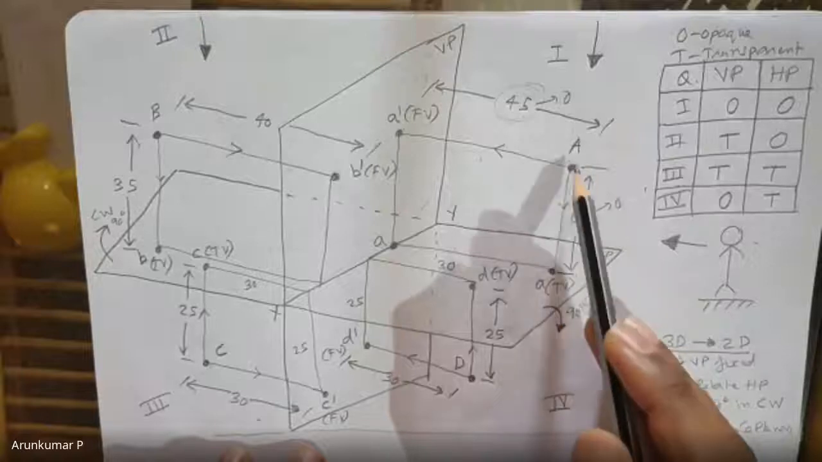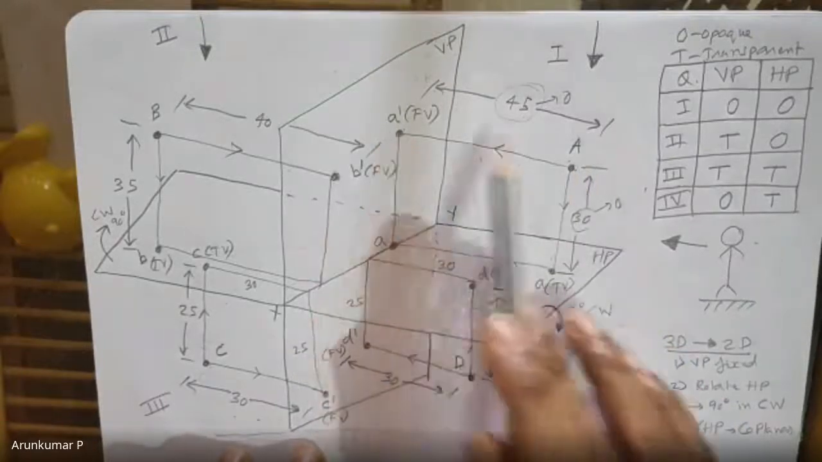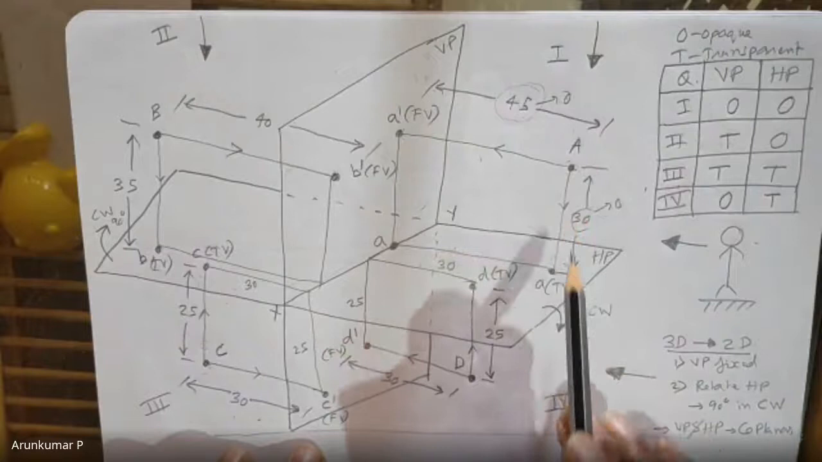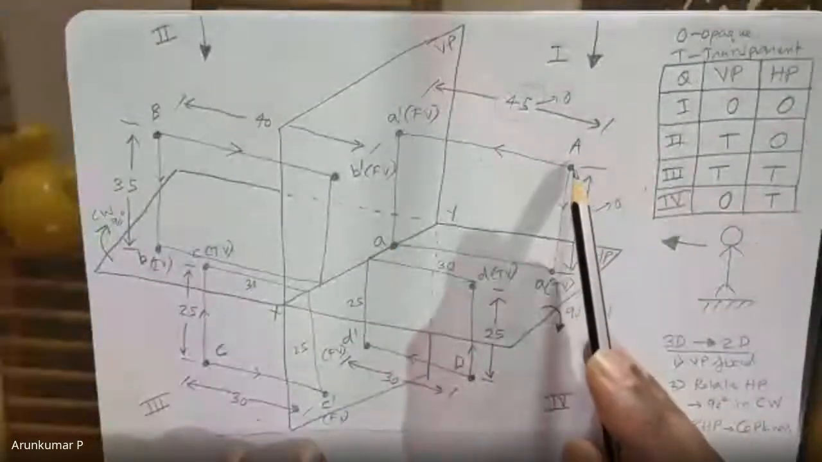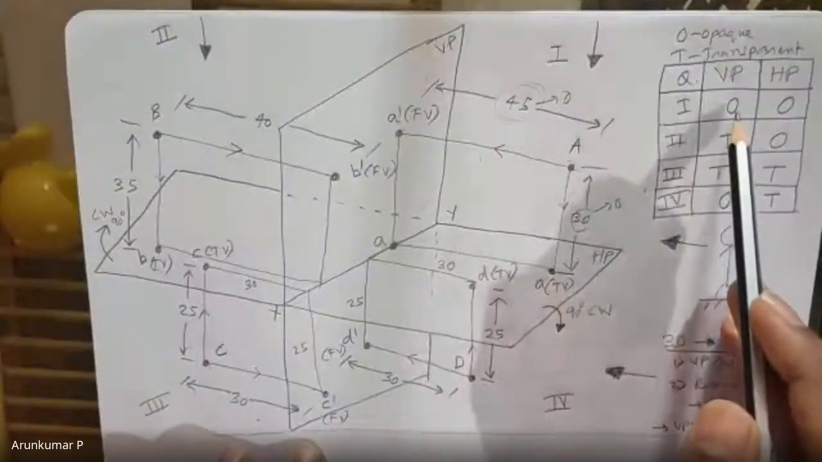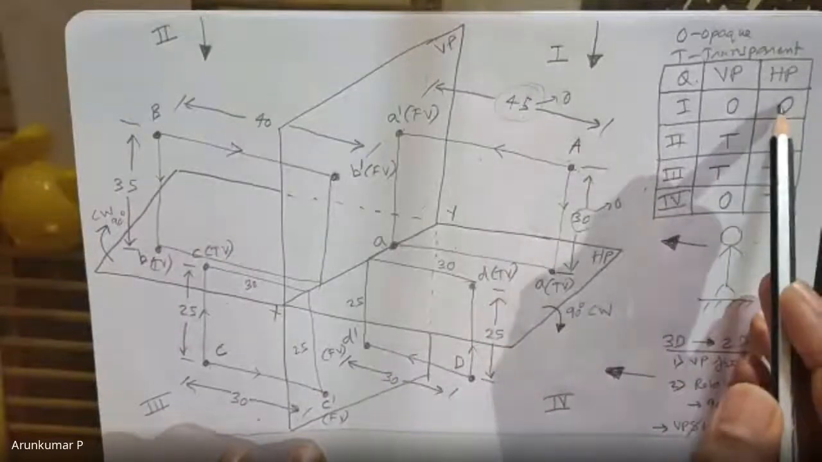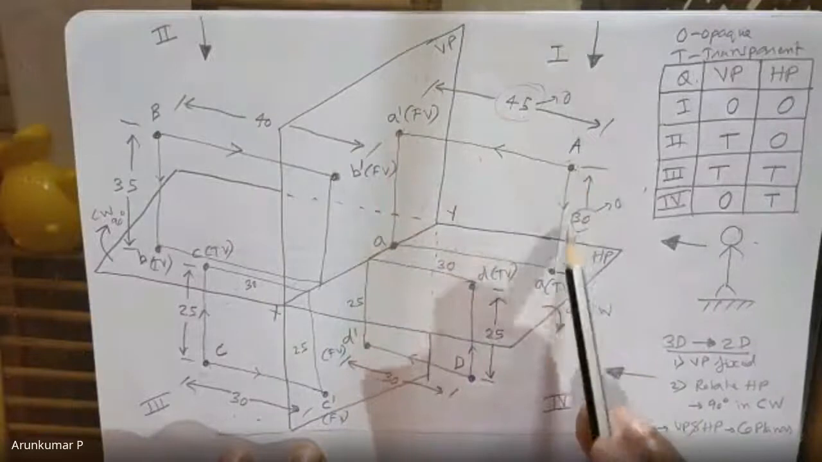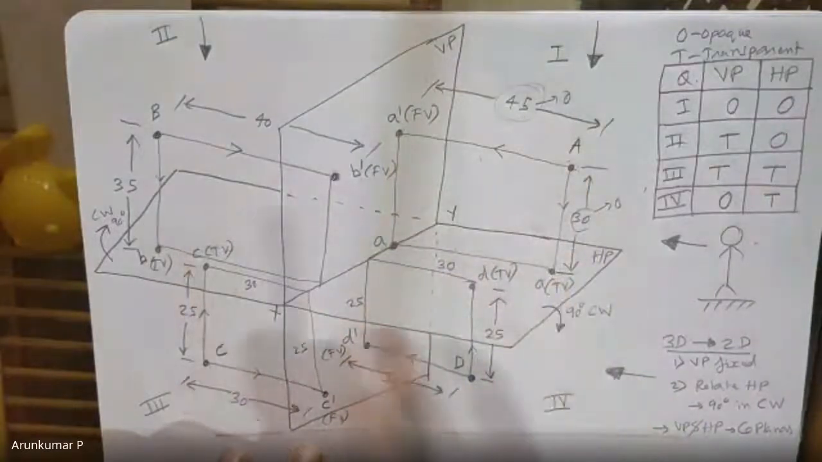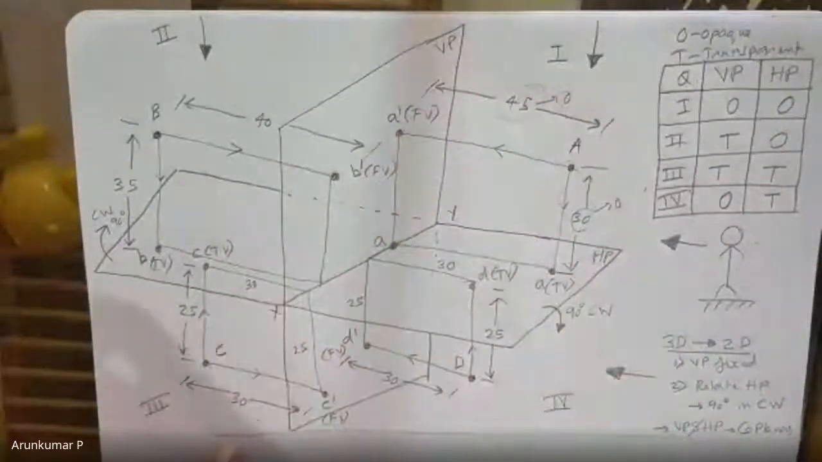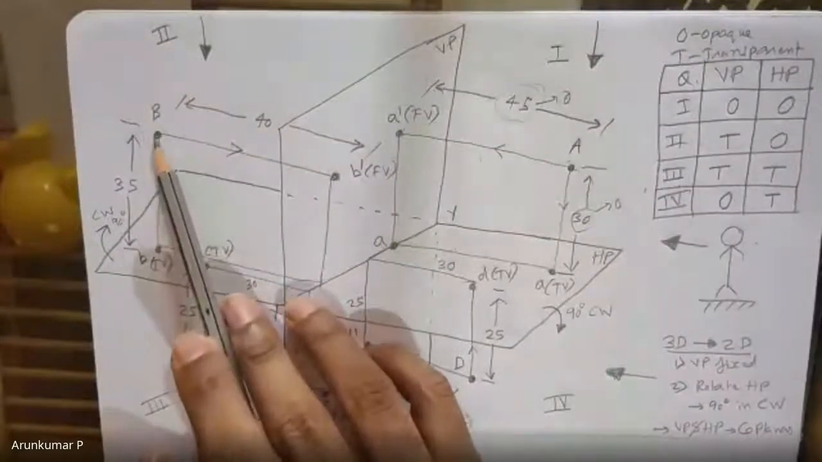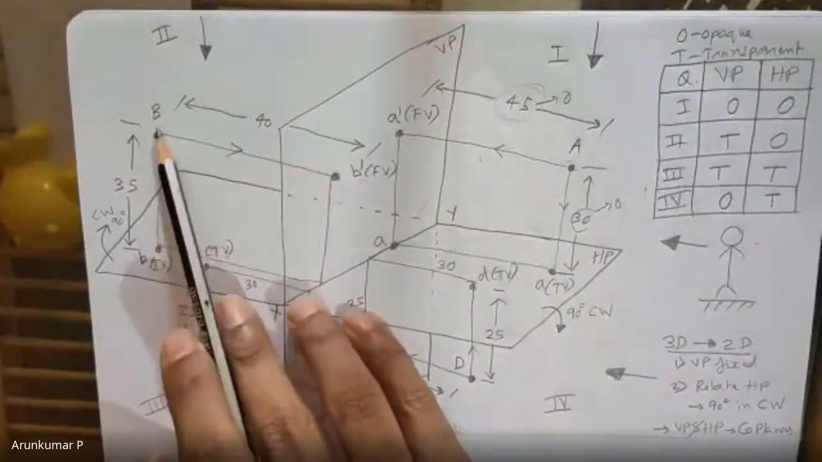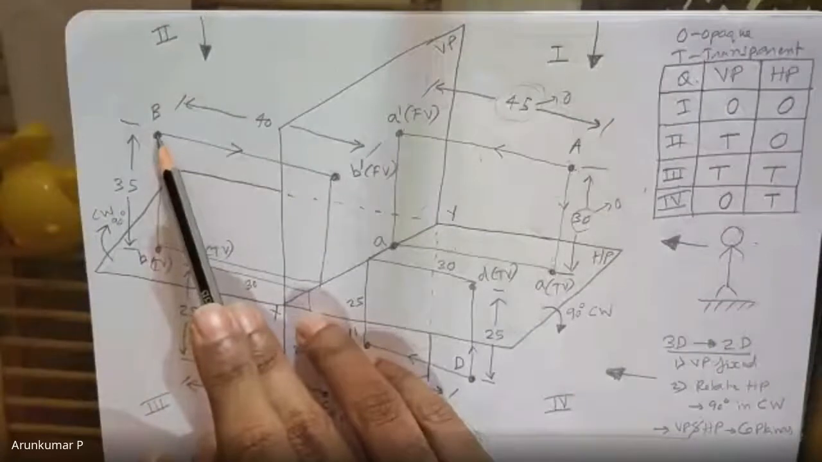Which is in the first quadrant, will be in front of VP and above HP, and you should make VP and HP opaque if you want to get the front view on VP and top view on HP. This is the first quadrant.